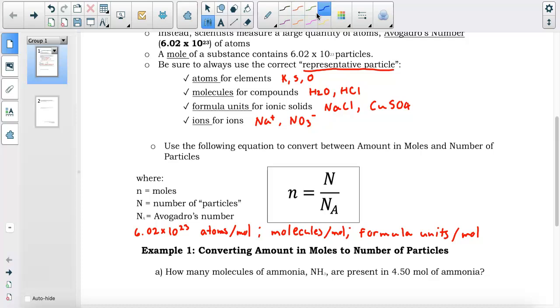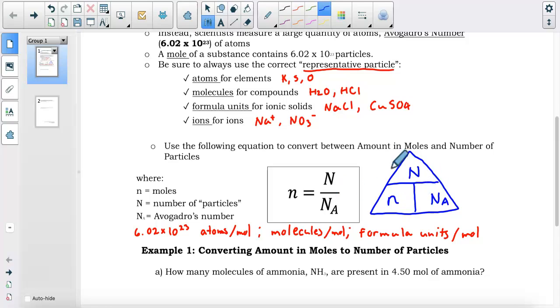Another way to think about this equation is by using a triangle, the formula triangle. Your n is going to be on the bottom right, your capital N is going to be up top, and your Avogadro's number will be down here. Based off making this triangle is where you can create different equations. So this equation, n equals N over Na, is created because the moles is N over Na.